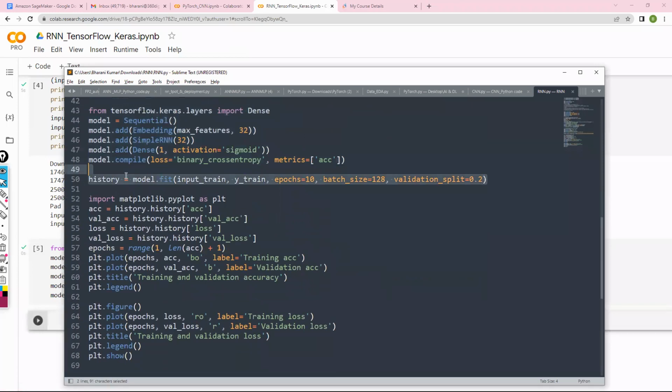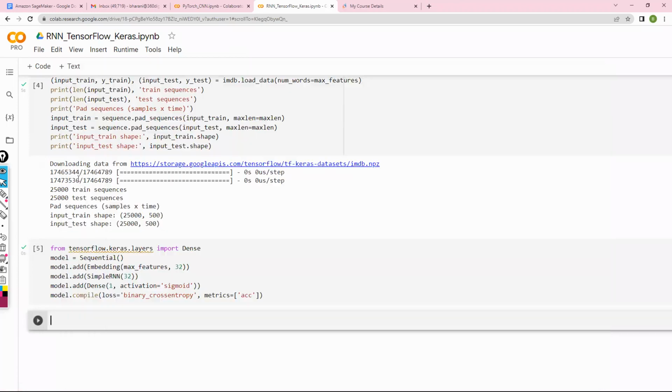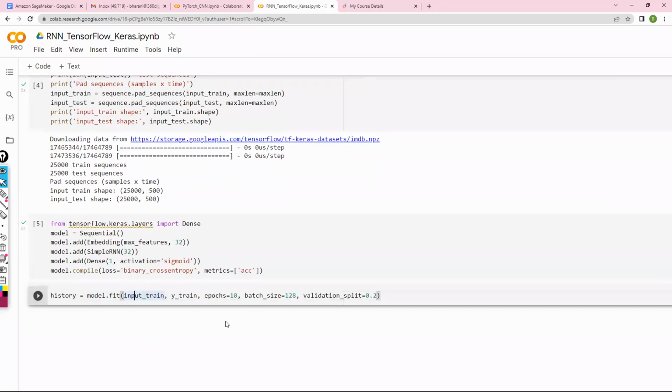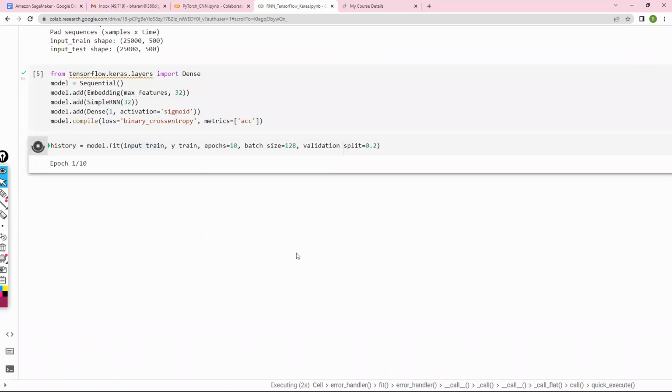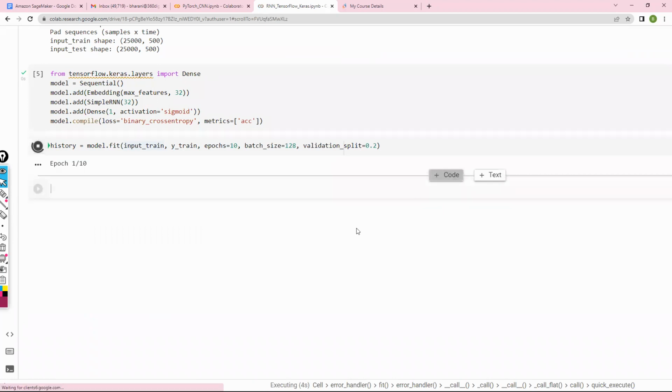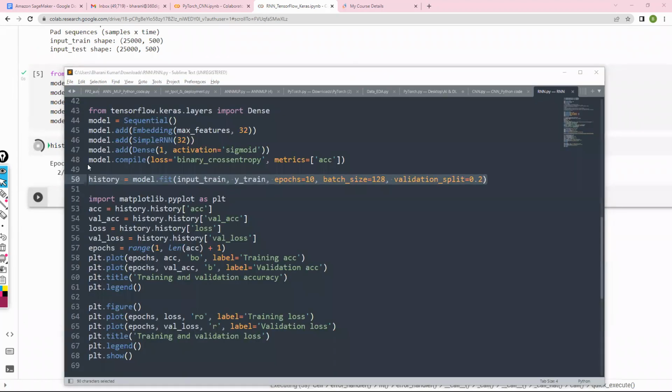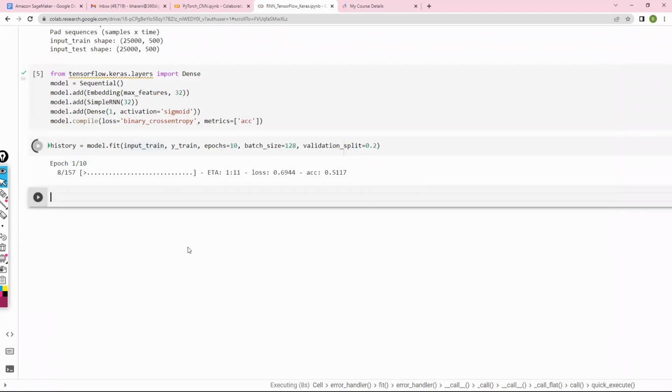Then you are fitting your model. While you train your model, you're saying, I want to train my model on the inputs and outputs of the training data. I want 10 epochs. Batch size is 128 and validation split is 0.2. That means 20% of the data I want in validation. So I run it. And the epochs are running.